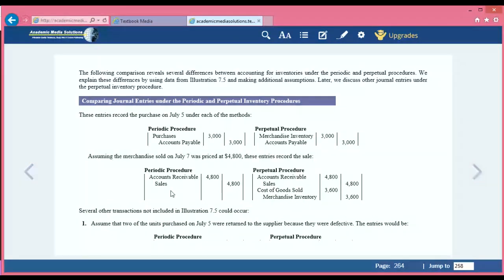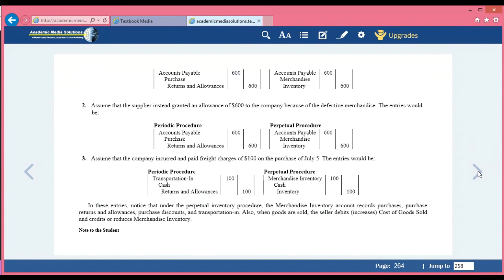Over here, we can't do that because we don't know the cost of the goods that we're selling because we don't have a system. Now the next one is for returns. Over here, we debited accounts payable, credit purchase returns and allowances. Now you debit accounts payable, but you credit merchandise inventory. You have an inventory account, put everything in that account that you can. Okay, over here is if there's an allowance. Okay, so that's the same thing.